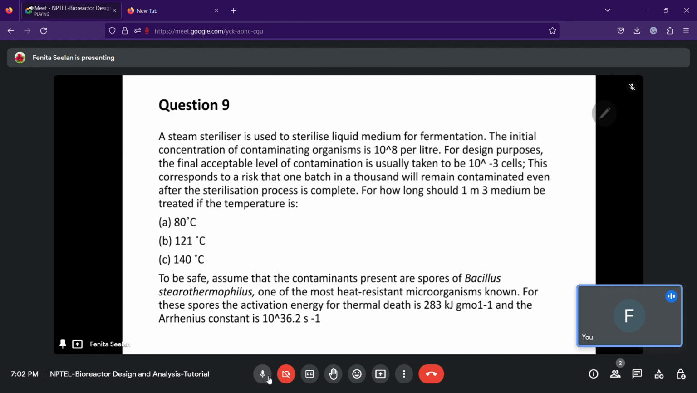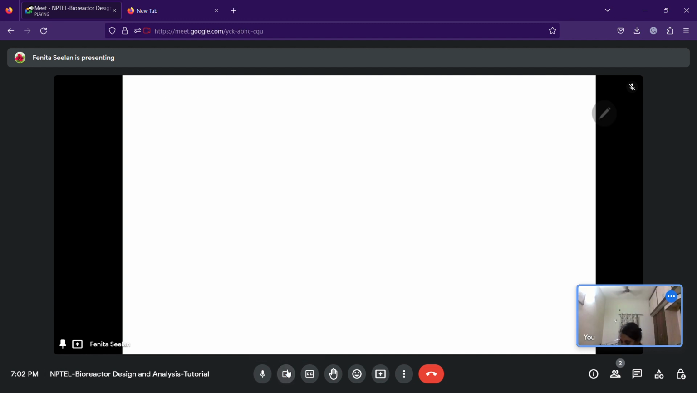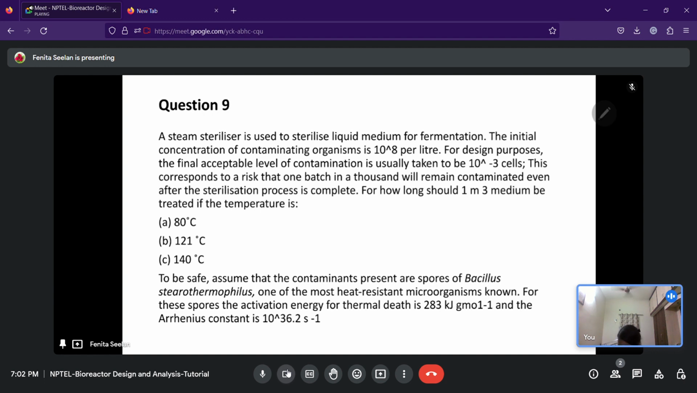So let's start solving the problem. What are the given values? Your A value is given, your ED is given, it's 283 kilojoules per mole. R is the known value 8.314 joule per Kelvin, and temperatures are given, and the initial concentration of the contaminating organisms is also given.